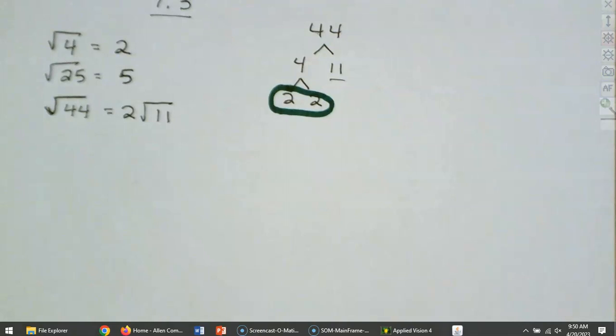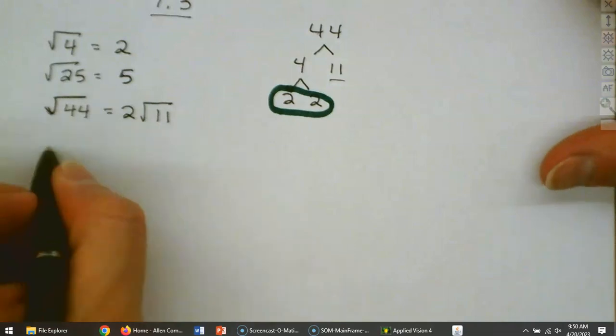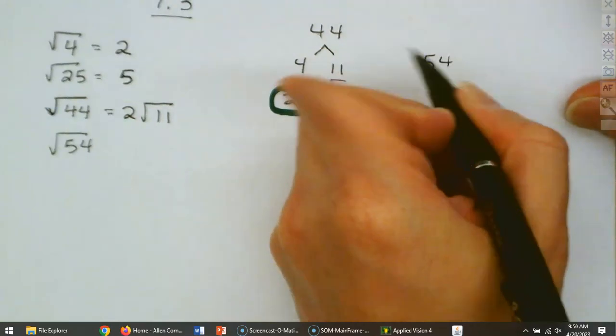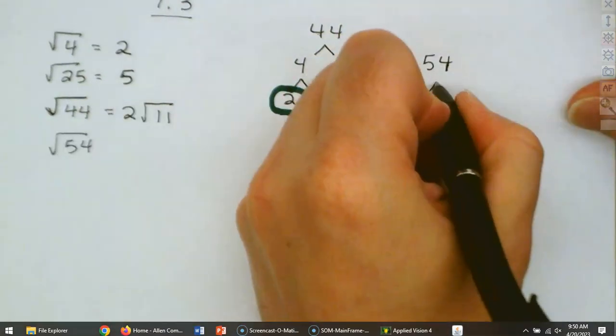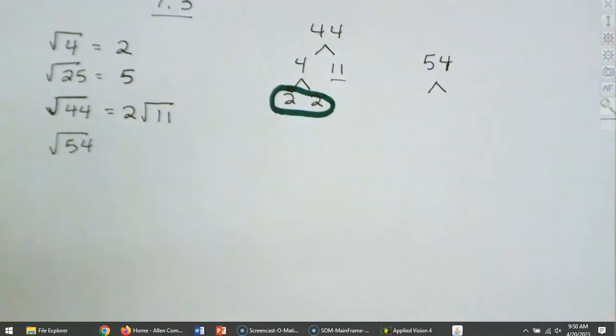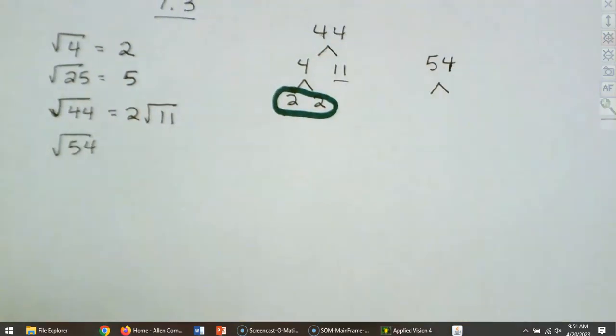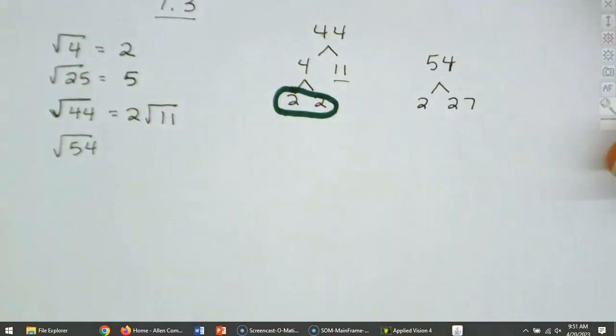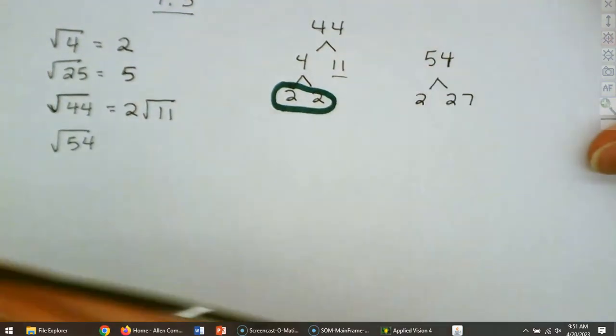Let's try another one. How about the square root of 54? Let's see how we can break down 54. Well, what I usually do is look at the end number, and the end number in this case is a 4. That's an even number, so it's going to have a 2 in there. So let's start by dividing it by 2. 54 divided by 2 is going to be 27, right? So 2 times 27 gives you that 54.